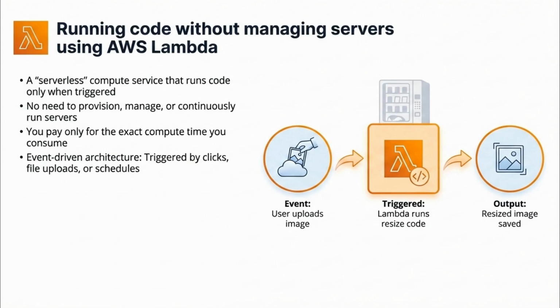User uploads image, then the Lambda gets triggered. So Lambda runs resize code, and it gives a resized image saved in the output. So likewise, this is the process of AWS Lambda.